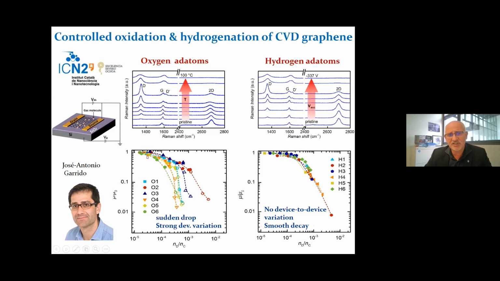In the case of oxygen, these are different devices. You see that initially you have a smooth decrease of the mobility by increasing the density of oxygen, but at some point there seems to be a breaking point, and the drop in mobility is large. Whereas there was no dispersion in the devices for hydrogen, and they all collapse into a single curve with a much smoother decay versus density.